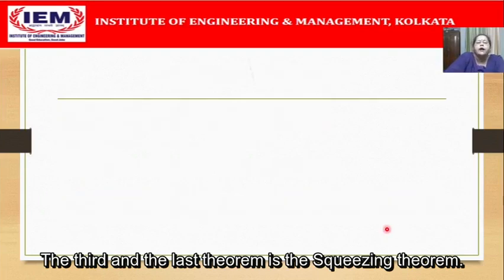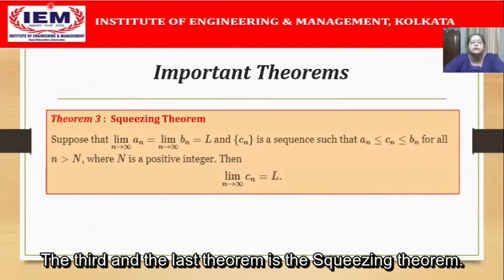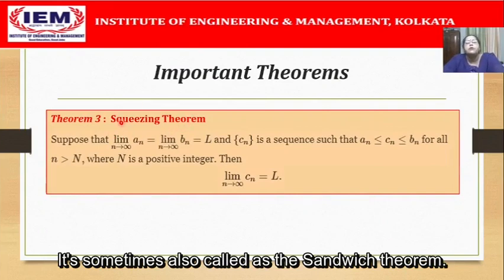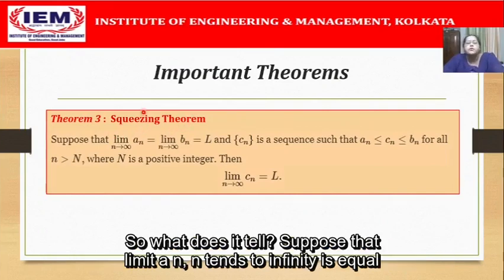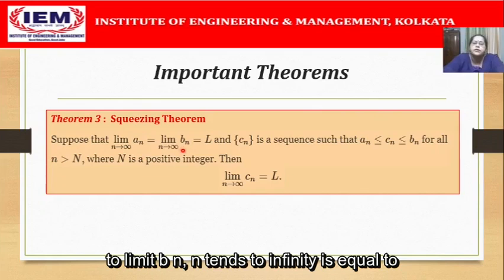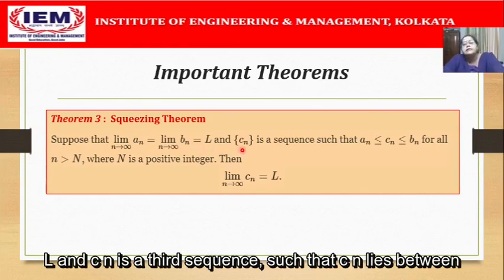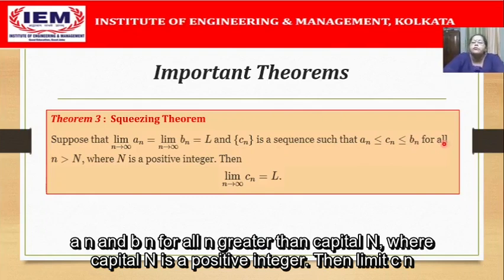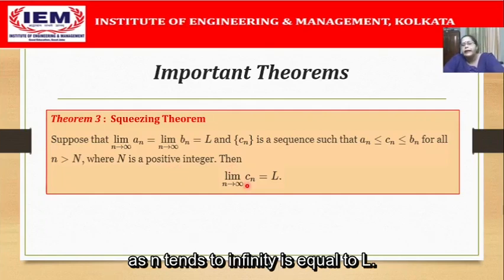The third and the last theorem is the squeezing theorem. It's sometimes also called the sandwich theorem. So what does it tell? Suppose that limit of a_n as n tends to infinity is equal to limit of b_n as n tends to infinity is equal to L, and c_n is a third sequence such that c_n lies between a_n and b_n for all n greater than capital N, where capital N is a positive integer. Then limit of c_n as n tends to infinity is equal to L.